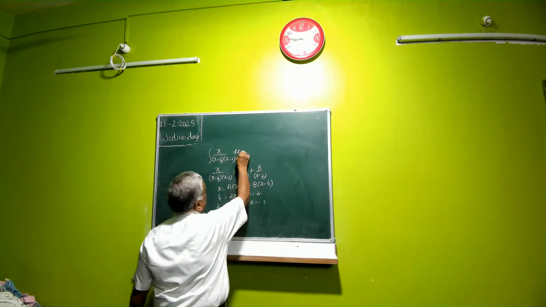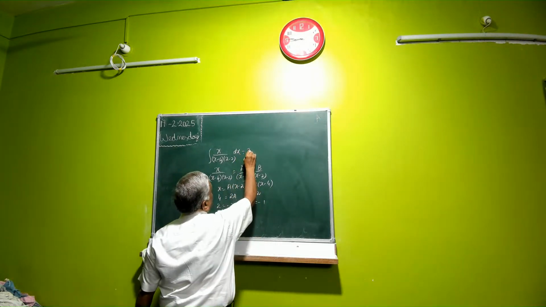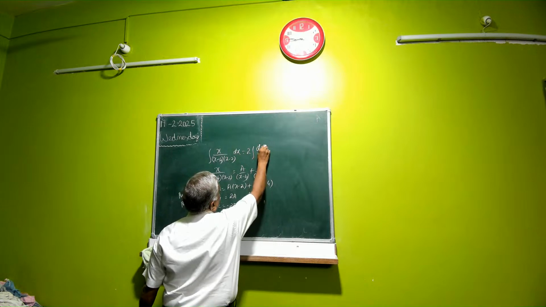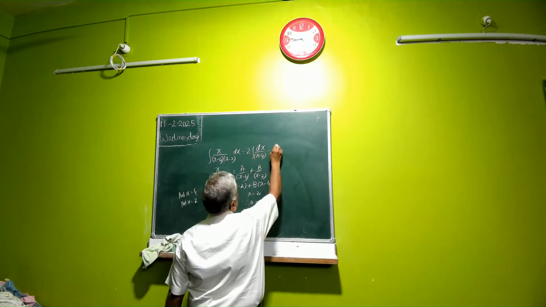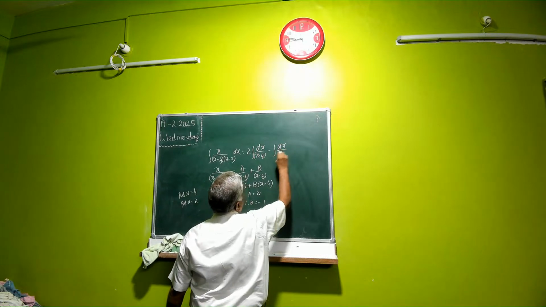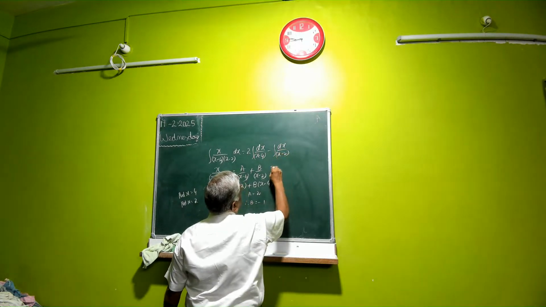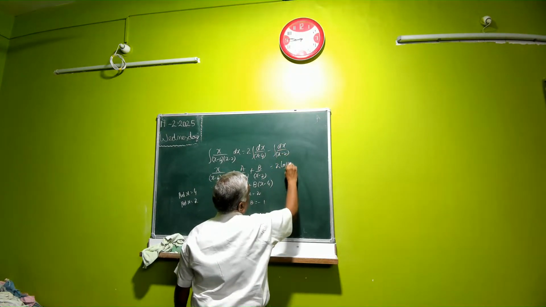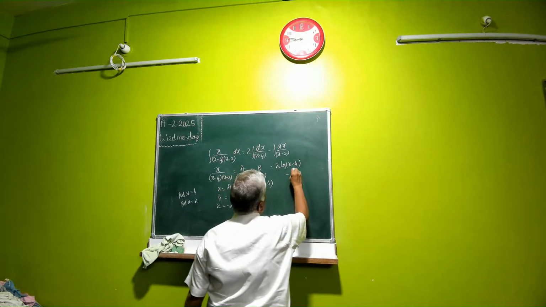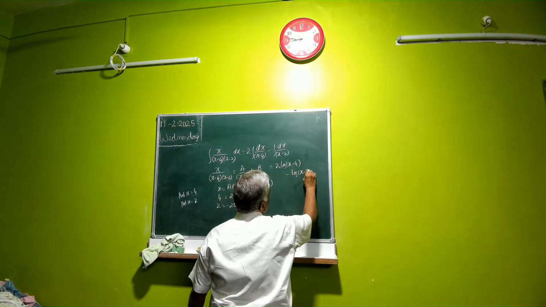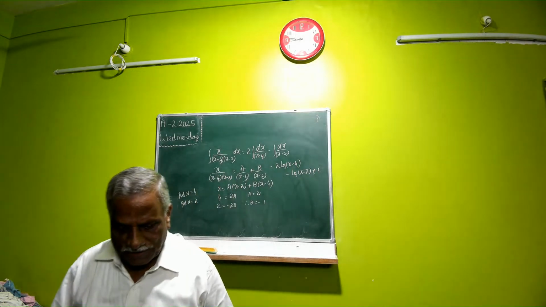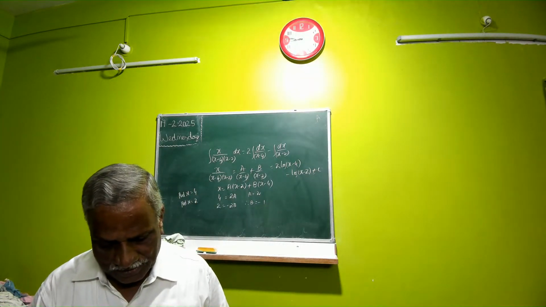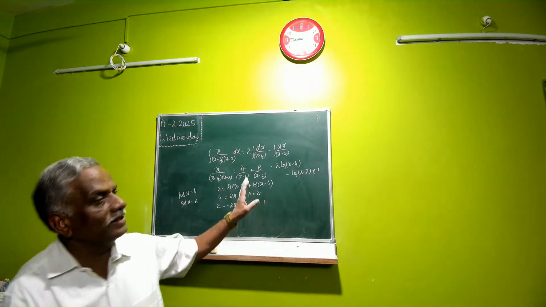So you are writing this as a. What is a? It is 2, dx over x minus 4. What is b? Minus 1, dx over x minus 2. This is 2 log(x minus 4) minus log(x minus 2) plus c. I have worked out partial fraction in detail. Therefore, I am not working it out.